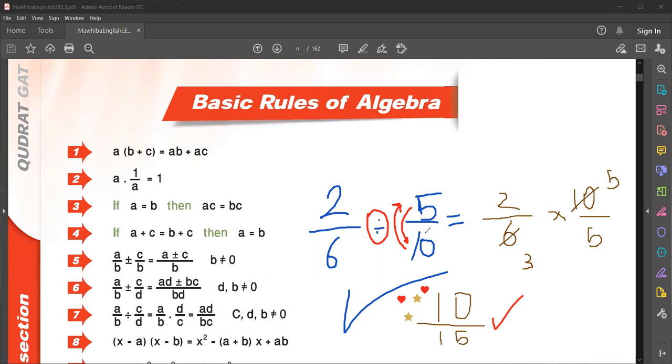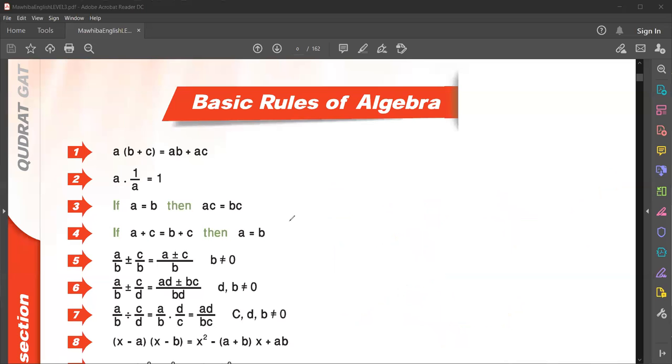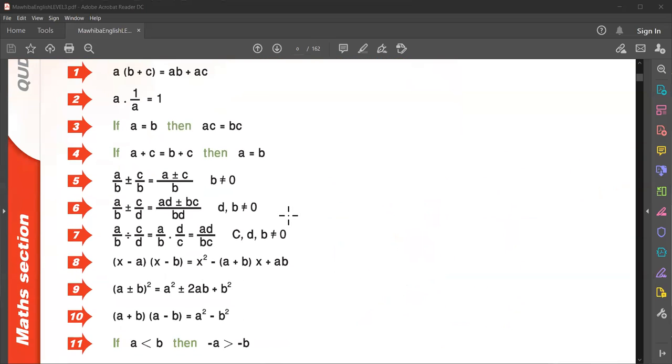Do you understand? Do you understand, everyone? Do you understand the problem? Addition, subtraction, multiplication, and division? Do you understand? Right, good. Okay, now we will go to another.